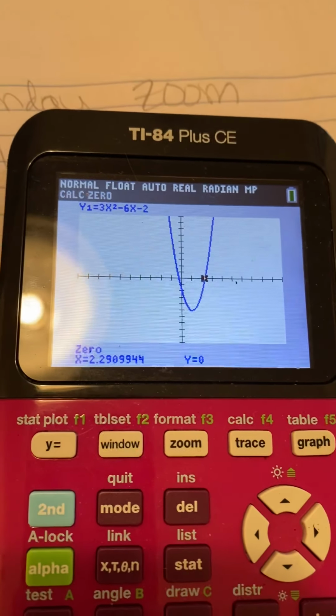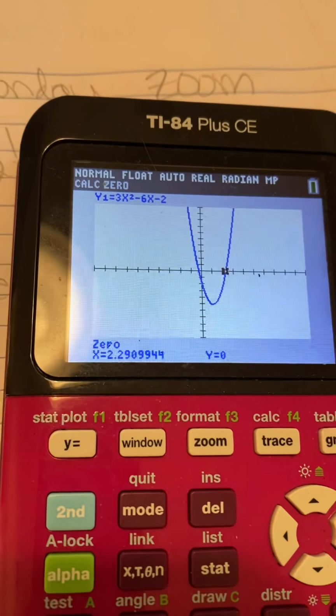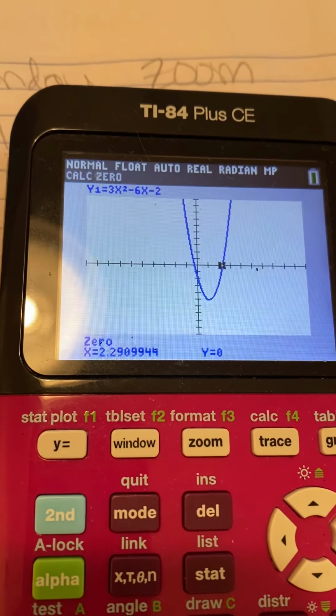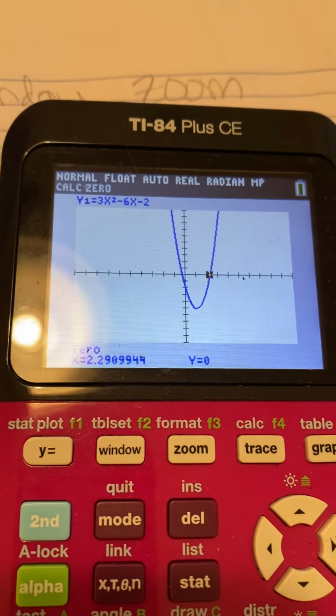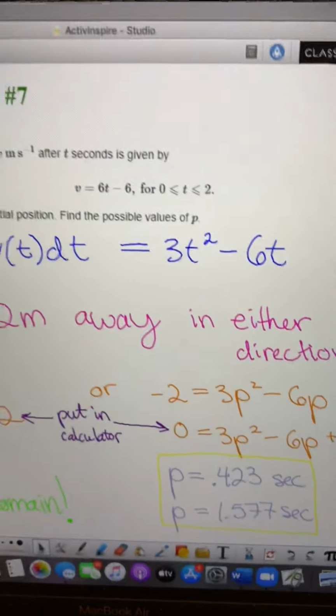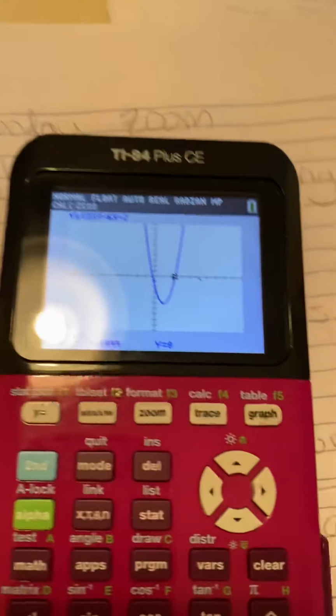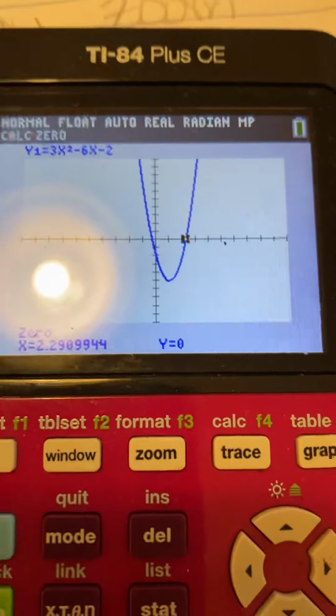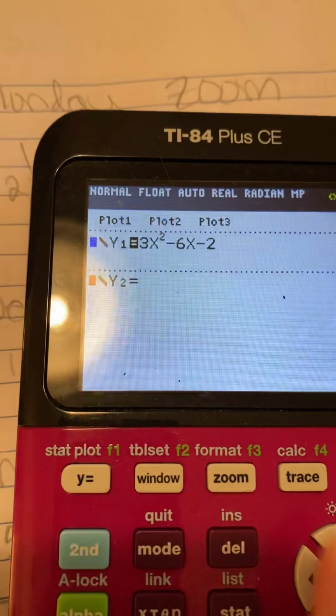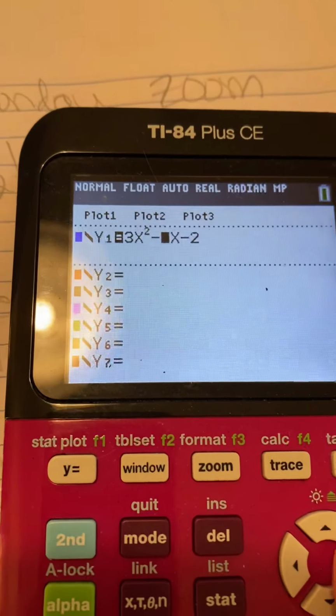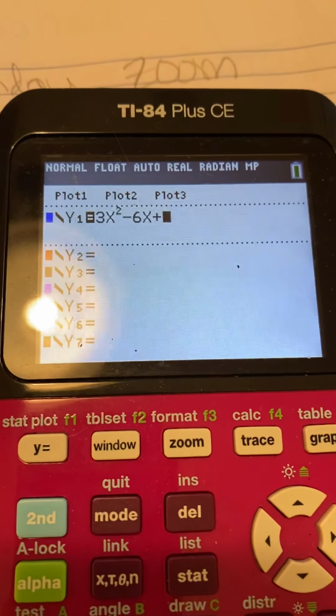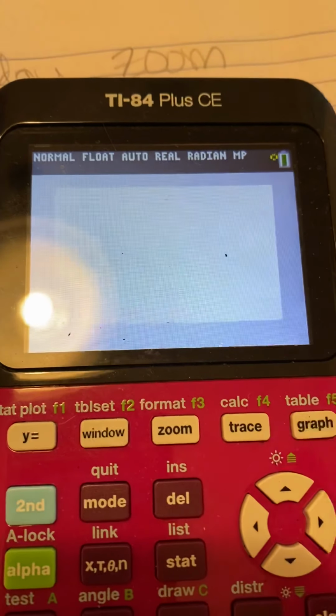Okay. However, that's the one that's not in the domain. So the domain here is between just 0 and 2, back at the problem. So that didn't work. That's bigger than 2. So we're gonna do it again. Y equals. The only difference for the second side is it's a plus. So go back to graph.